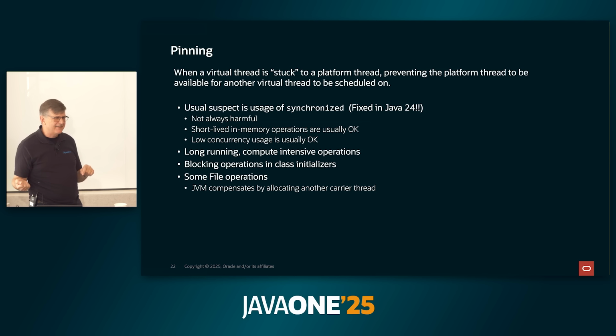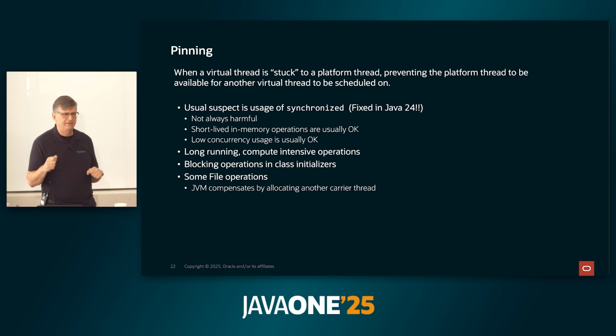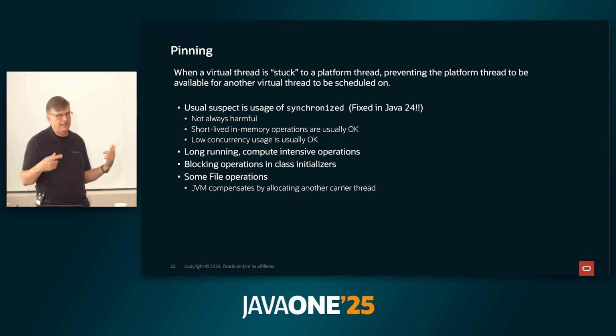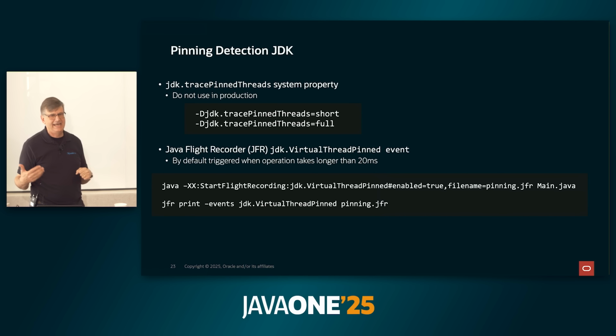Long-running compute-intensive operations, right? Because those aren't giving an opportunity for the virtual thread to be unmounted. And we'll talk about some ways to mitigate that. Those are relatively uncommon. A blocking operation in class initializers is an edge case that currently is still an issue that can cause pinning. And then I think some file operations can still cause some pinning, in which case the JVM will allocate a new platform thread for you. So those are the cases where pinning can occur.